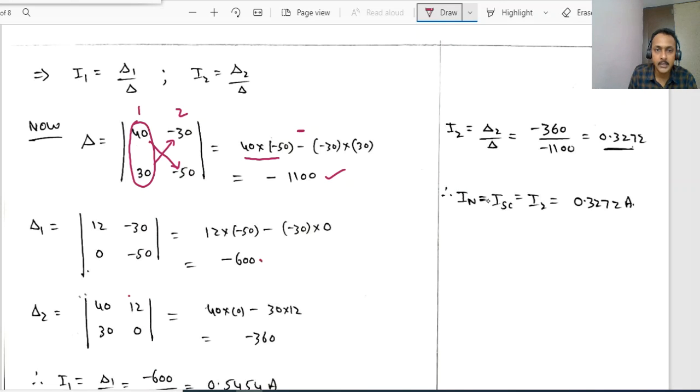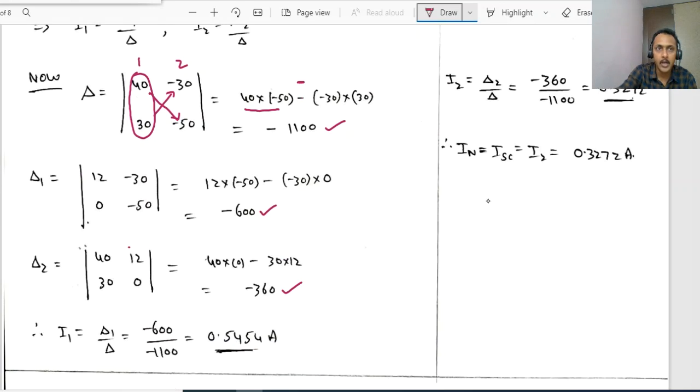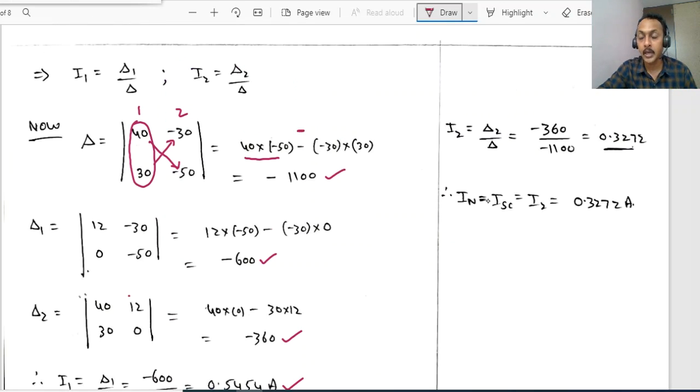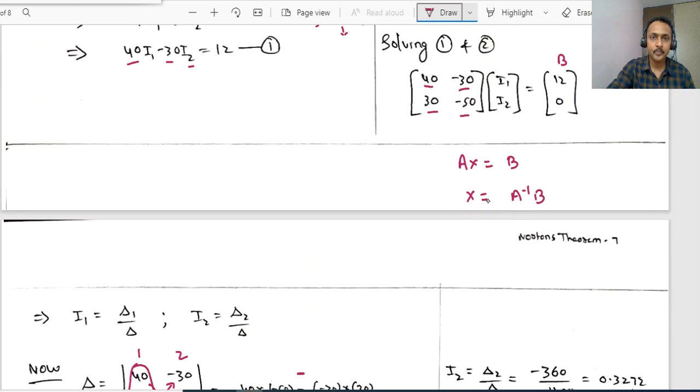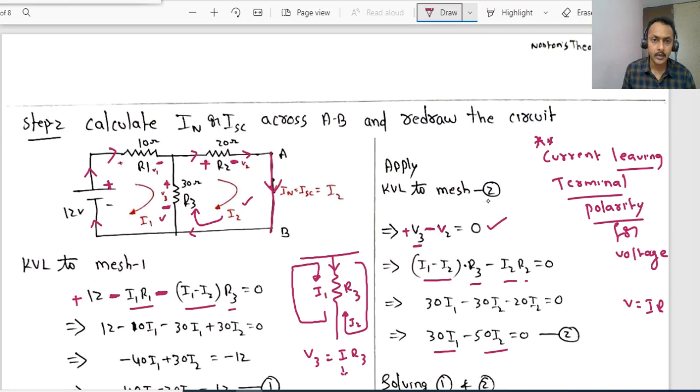Now delta 1 is minus 600, and delta 2 is minus 360. So I1 is delta 1 by delta, minus 600 by minus 1100, which is 0.5454 amps. Similarly, dear student, I2 is delta 2 by delta, minus 360 by minus 1100, which is 0.3272. Now, if you observe the diagram, our Norton's current, ISC, is nothing but our mesh current I2. This I2 is flowing like this.